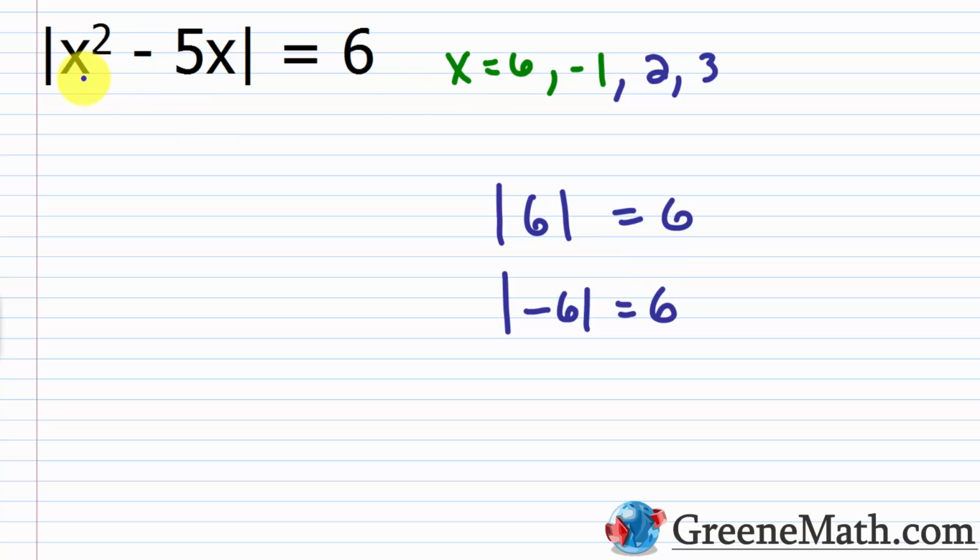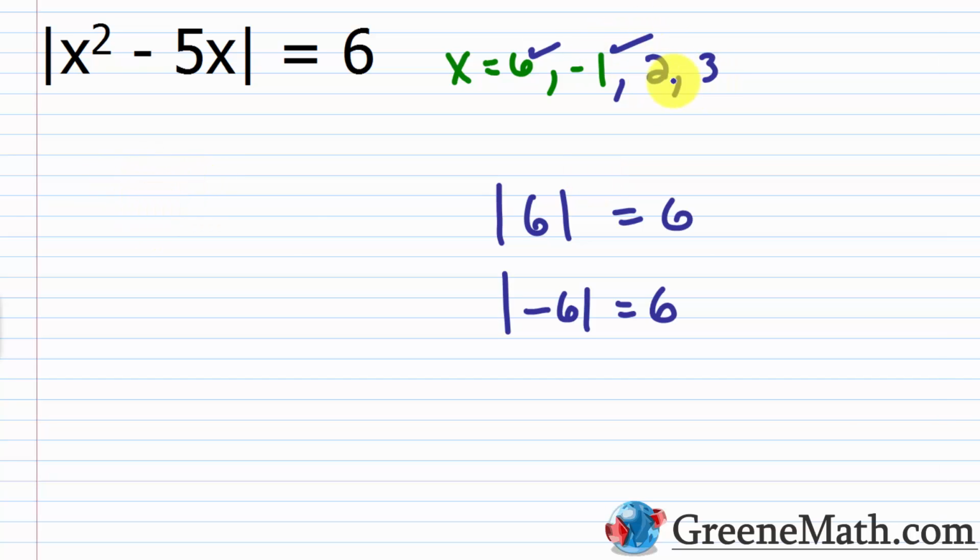So for this scenario, 6 squared is 36, so you'd have 36 minus 5 times 6, which is 30. 36 minus 30 is 6, so it's this scenario here. So this one works. Then for this one here, negative 1 squared is 1. Then you have negative 5 times negative 1, which is positive 5. So you sum those and you get 6. So again, this scenario here, so that one would work.